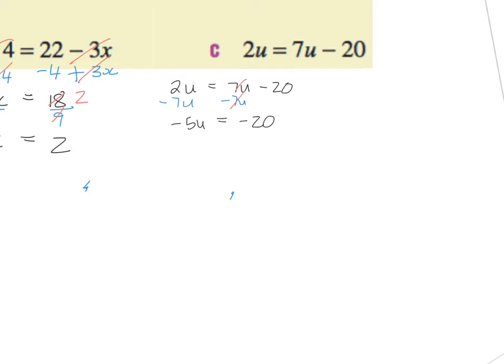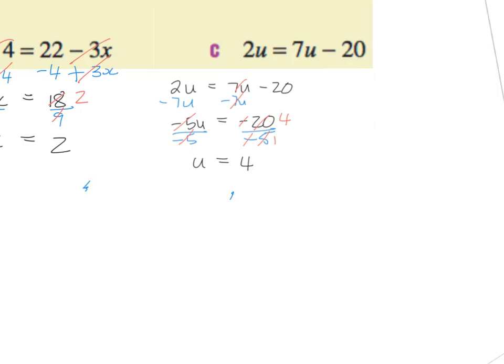How do I get rid of u times negative 5? I would divide by negative 5, and I would divide by negative 5. Negative 5 divided by negative 5 is 1. A negative and a negative makes a positive. 5 goes into itself once, and into 20 four times. So u will equal 4. Test your answer: 2 times 4 is 8, 7 times 4 is 28, take away 20 is 8, so the left-hand side equals the right-hand side.